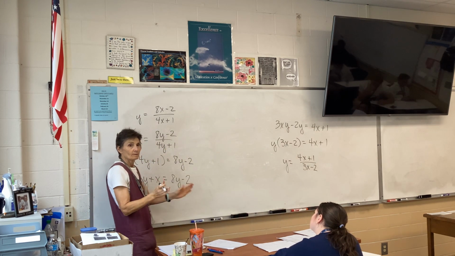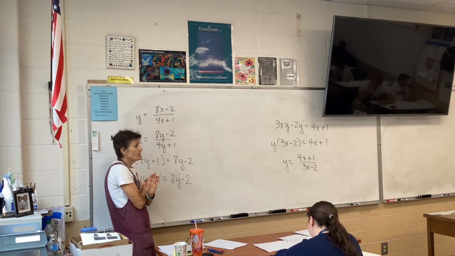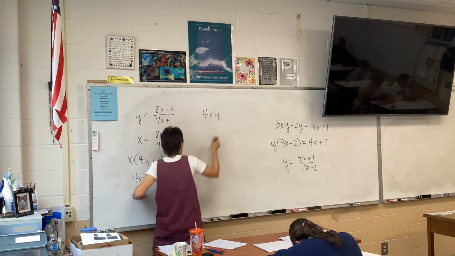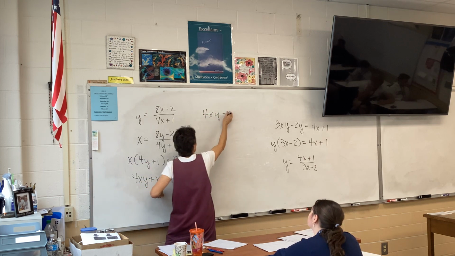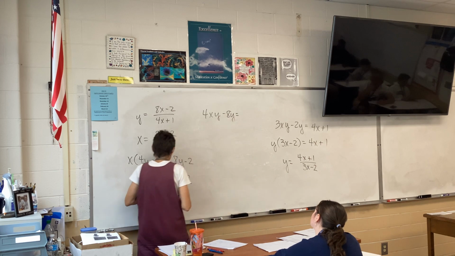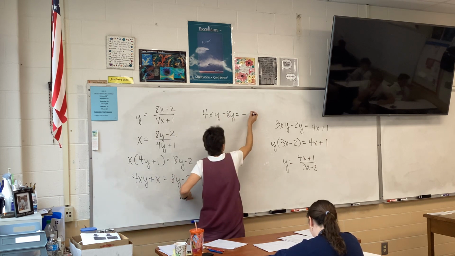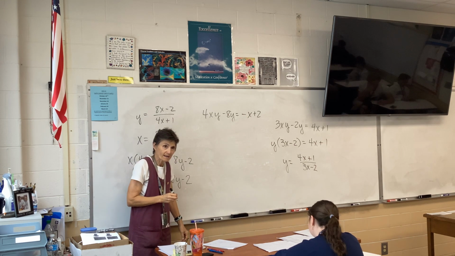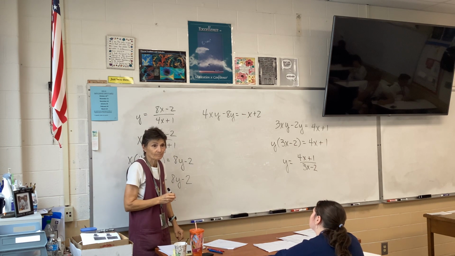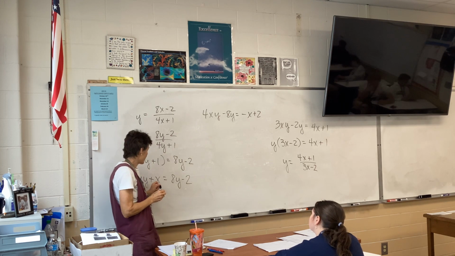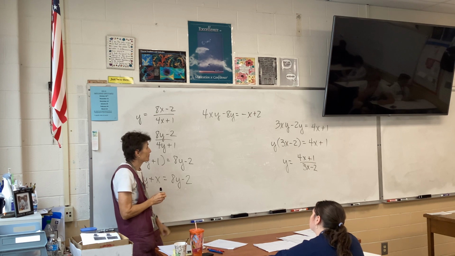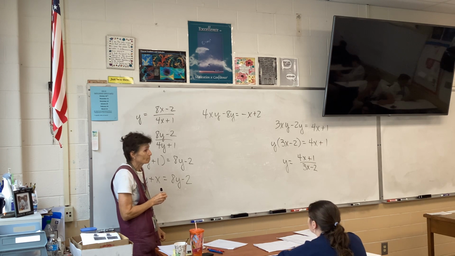Put the y's on the same side. Gotta switch them, rearrange it so that the y's are on the same side. So, I'm gonna bring my 8y over here, so it'll be minus 8y. And I'm gonna bring my x over here, so it'll be negative x. Remember, when they switch sides, they change sign. Right? You gotta subtract x to get it over here. Now what?